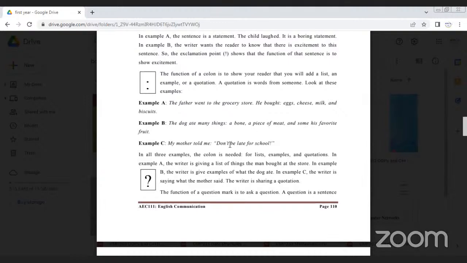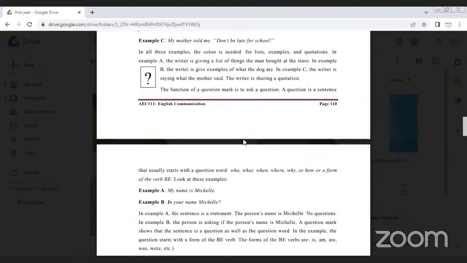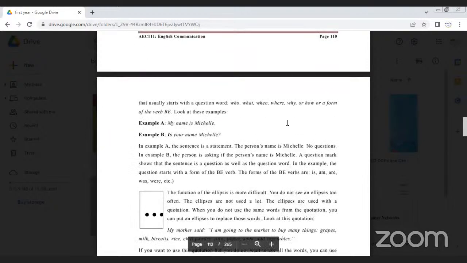In example C, the writer is saying what the mother said. The writer is sharing a quotation. My mother told me: don't be late for school. The function of the question mark is to ask a question. A question is a sentence that usually starts with a question word. What are the question words?